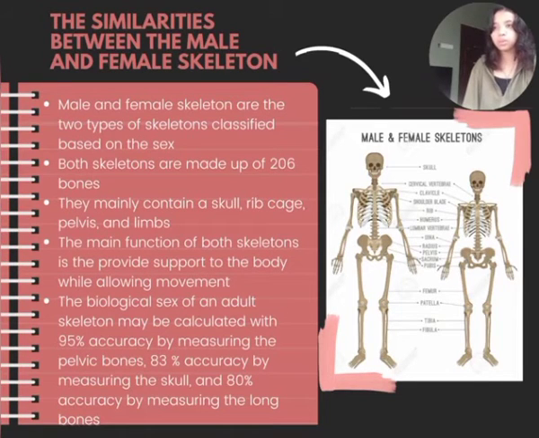The similarities between the male and female skeleton. Male and female skeletons are the two types of skeletons classified based on sex. Both skeletons are made up of 206 bones. They mainly contain a skull, rib cage, pelvis, and limbs. The main function of both skeletons is to provide support to the body while allowing movement. The biological sex of an adult skeleton may be determined with 95% accuracy by measuring the pelvic bones, 83% accuracy by measuring the skull, and 80% accuracy by measuring the long bones.